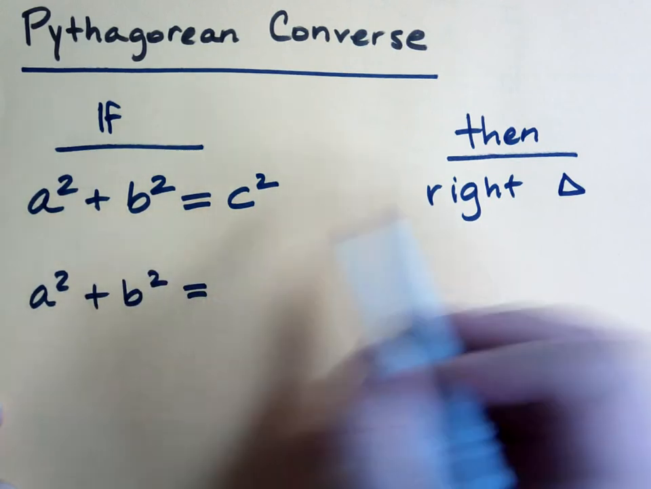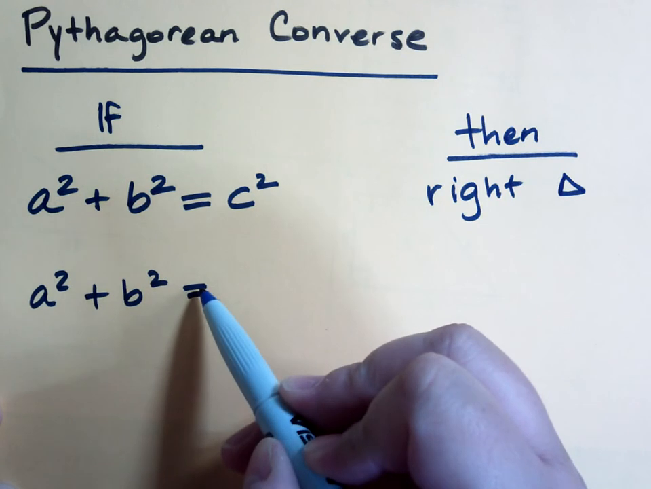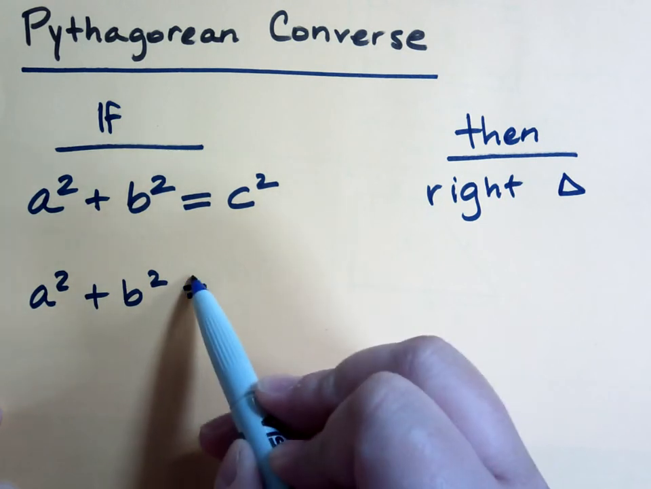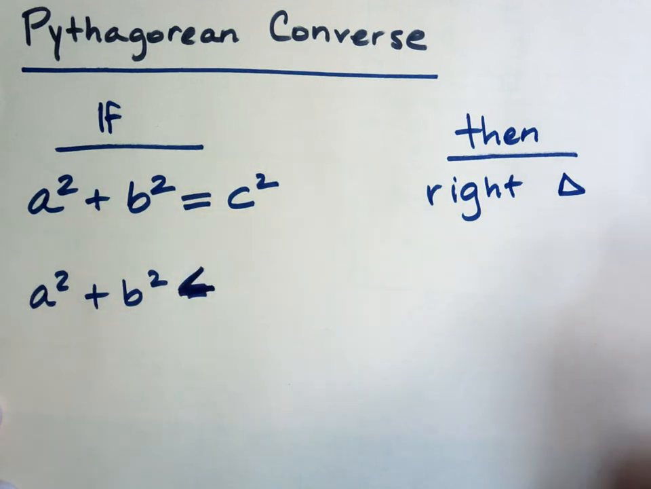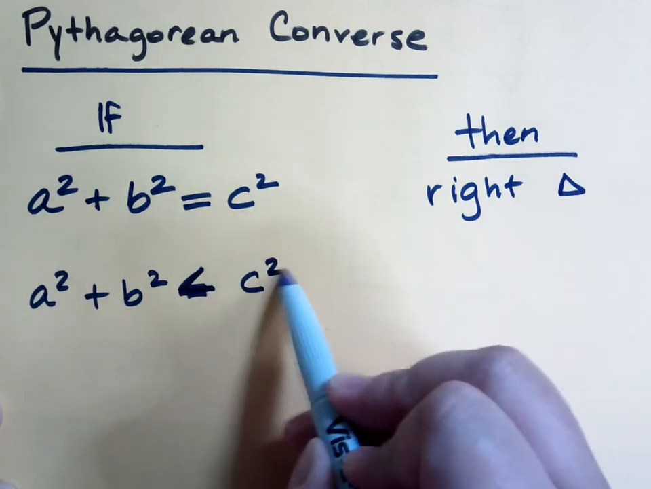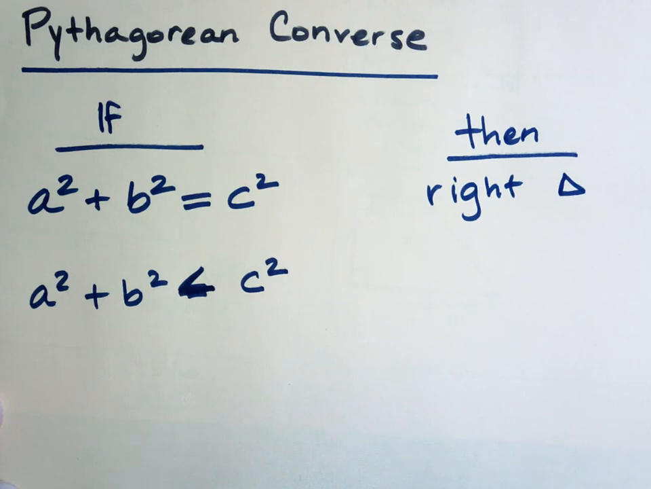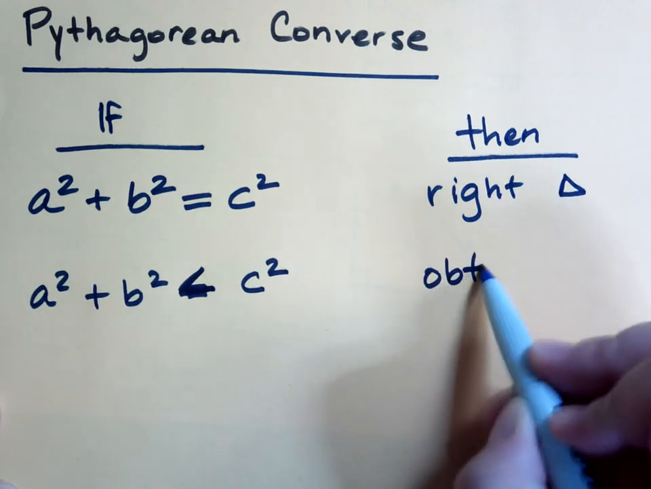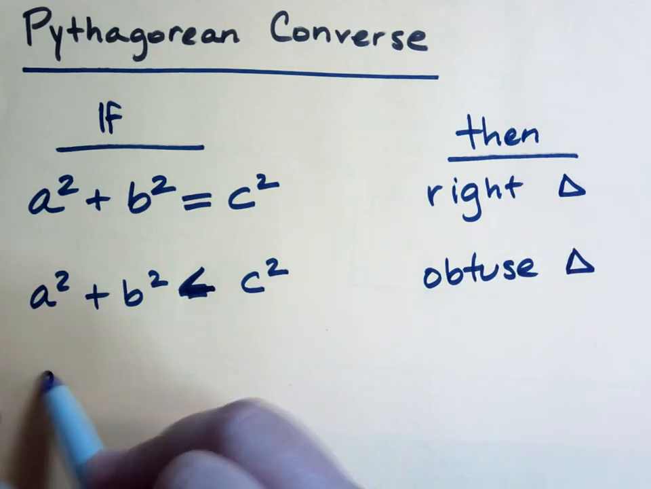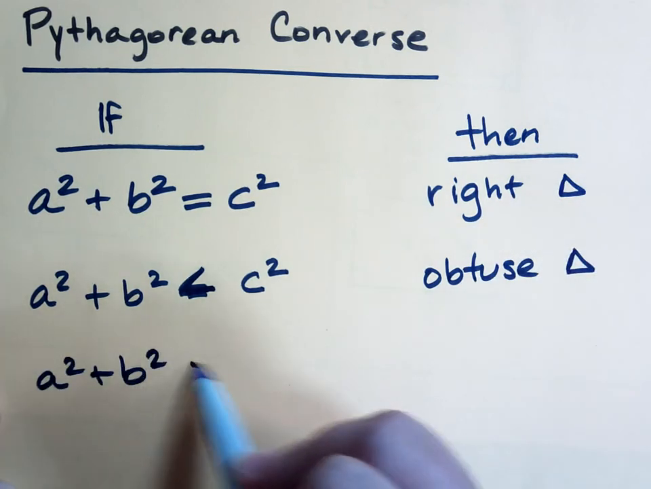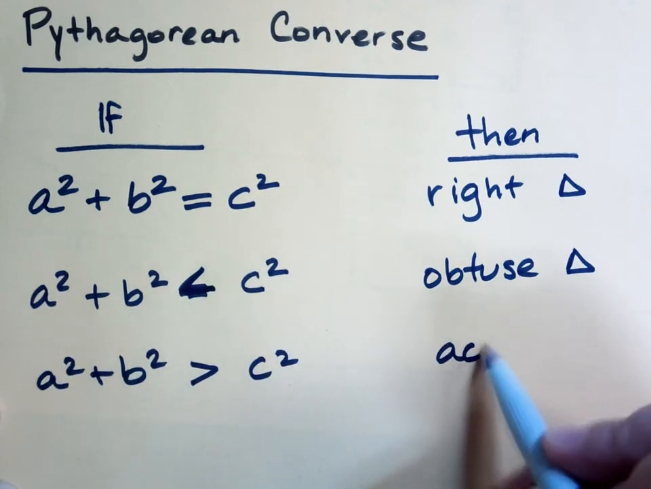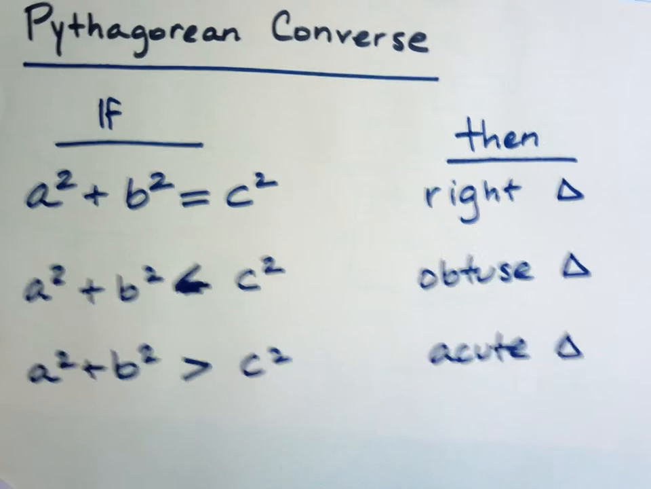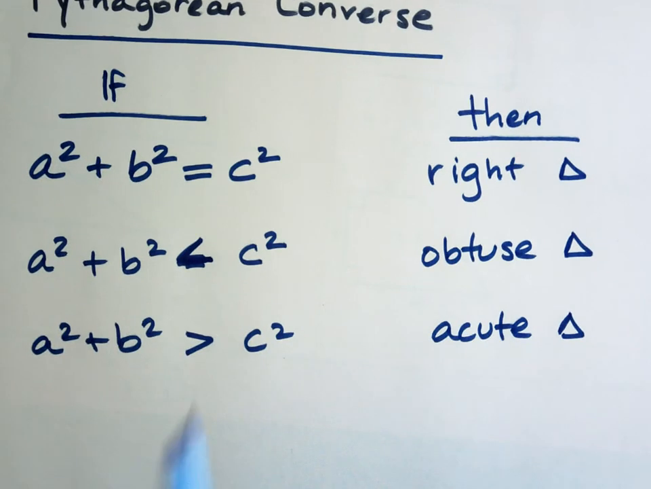Excuse me, I just put in equals. If it's not equal, and we're going to do this: if A squared plus B squared is less than C squared, that tells me I have an obtuse triangle. And if A squared plus B squared is greater than C squared, that tells me I have an acute triangle. Now, to me, writing it this way makes it hard to remember because this is a less than and it goes with obtuse and greater than goes with acute, and that seems backward to me.